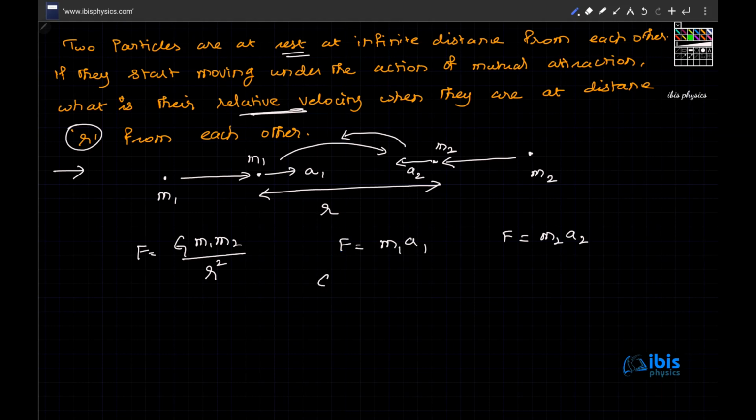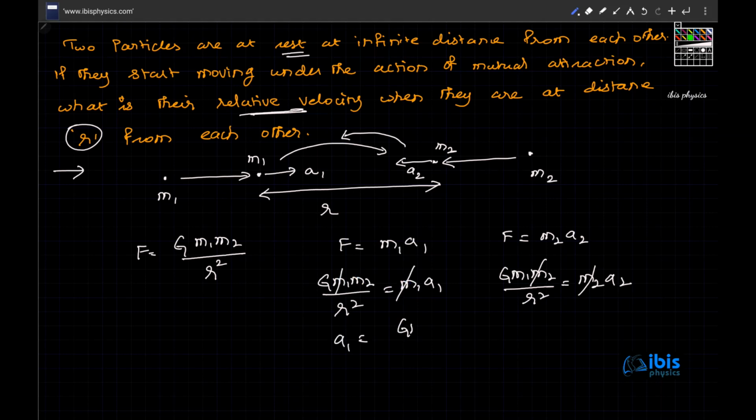Then this force G m1 m2 by r square is equal to m1 a1, and G m1 m2 by r square is equal to m2 a2. So a1 equals G m2 by r square and a2 equals G m1 by r square, magnitude wise. But a2 is in the opposite direction. If you consider a1 as positive, a2 is negative, because acceleration is a vector, so the direction matters.